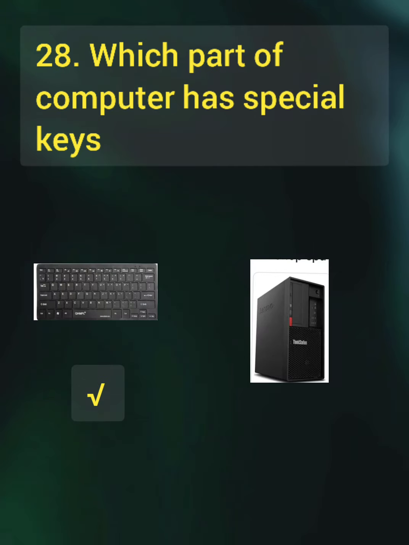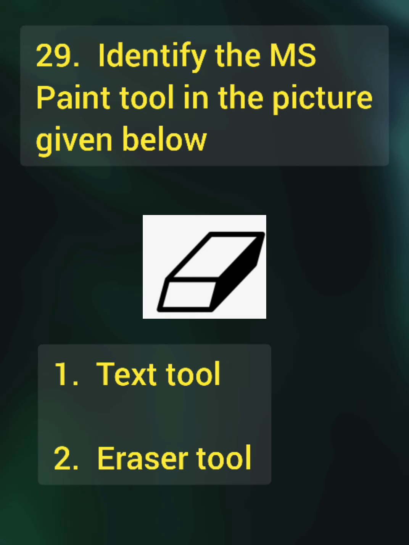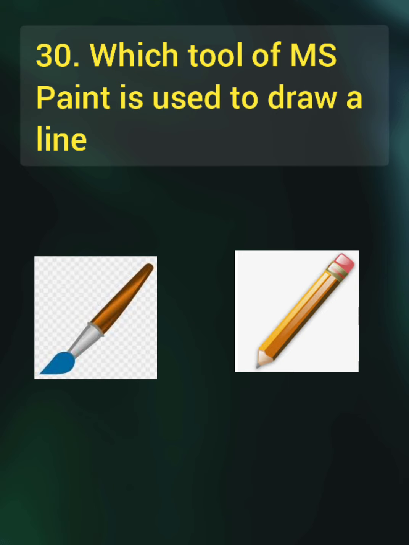Which part of computer has special keys? Option A, option B. And the answer is option A. Identify the tool in the picture given below. Option A, text tool. Option B, eraser tool. And the answer is eraser tool. Which tool of MS Paint is used to draw a line? Option A, option B. And the answer is option B.